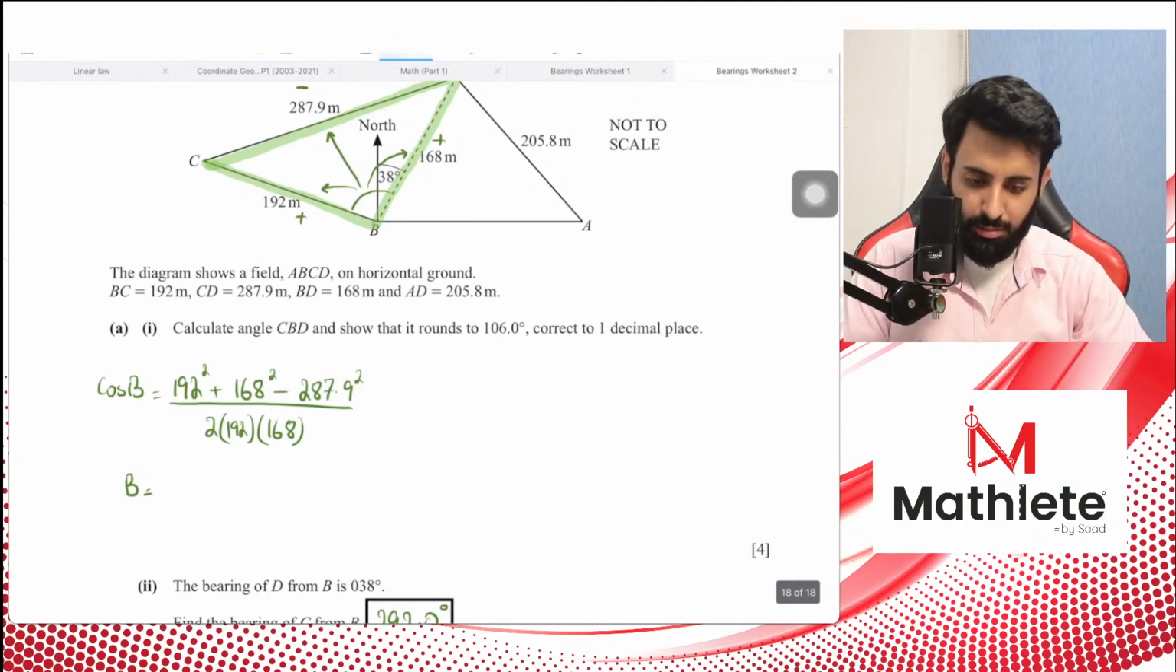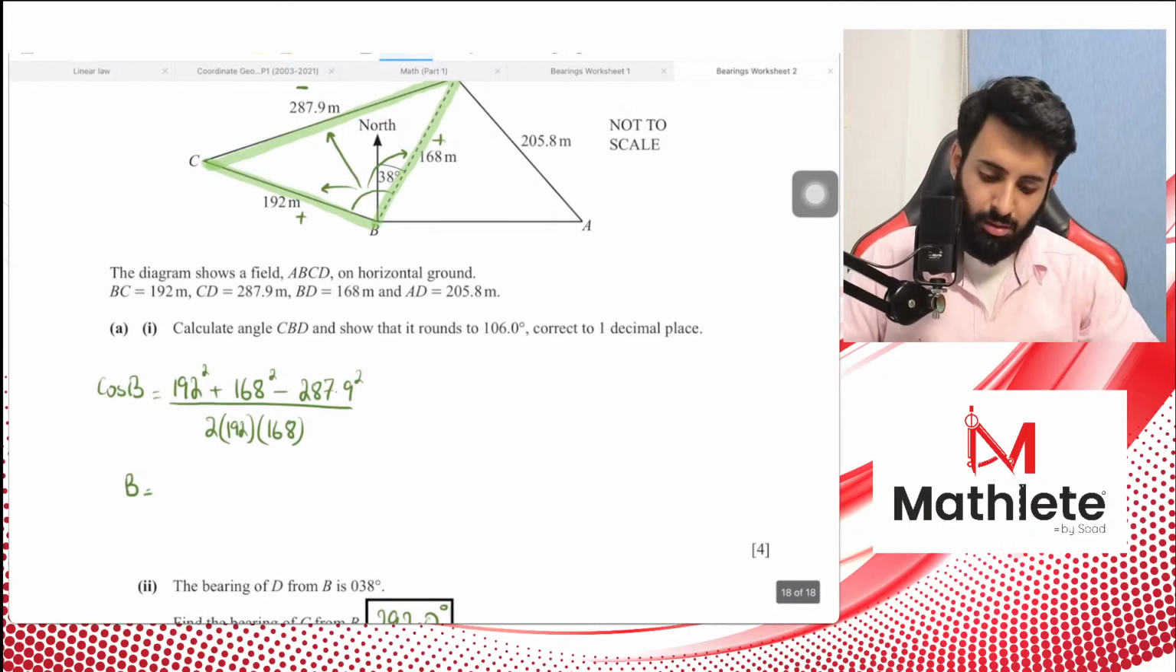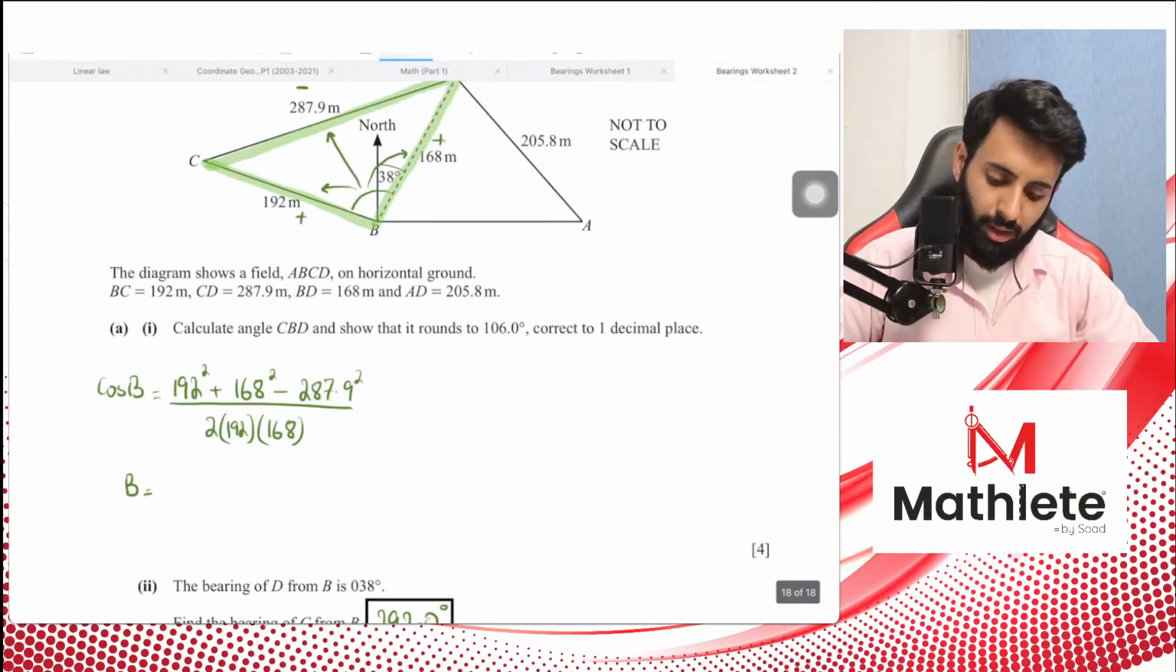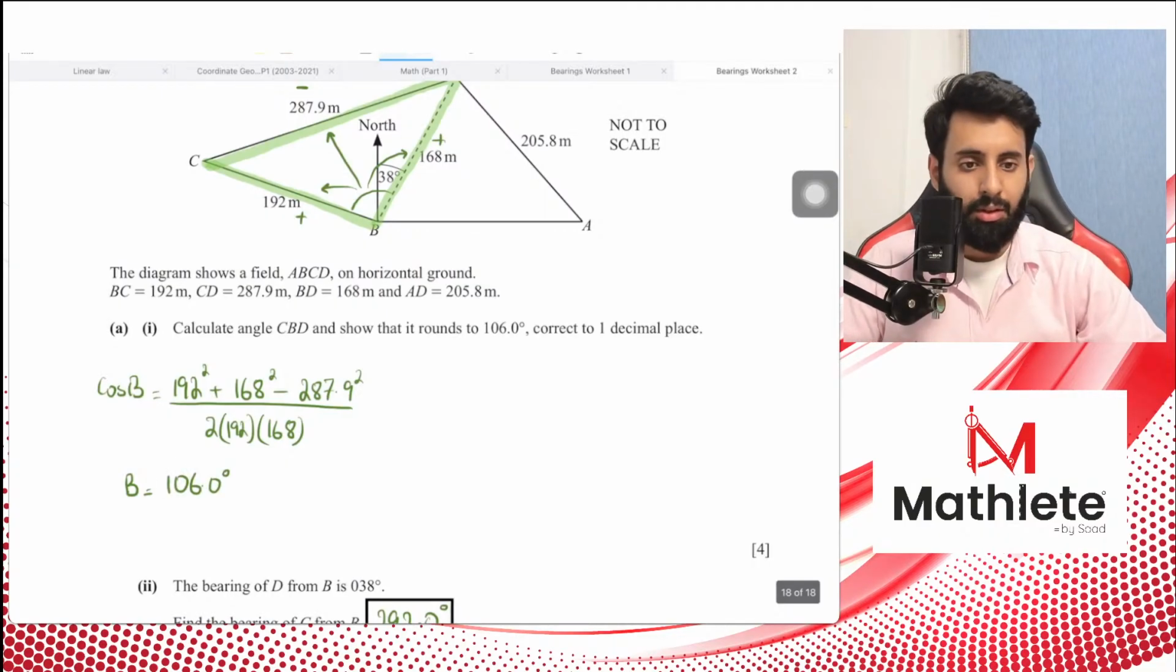192 squared plus 168 squared minus 287.9 squared, over 2 into 192, close the bracket, into 168. So I'm looking at some value. Let's take the cos inverse of it, and then we have 106.0, which we should have to begin with.